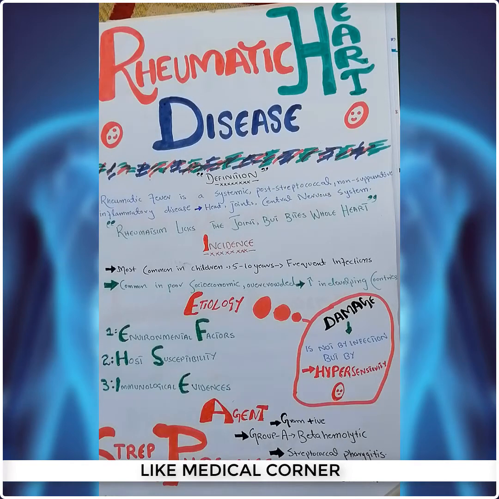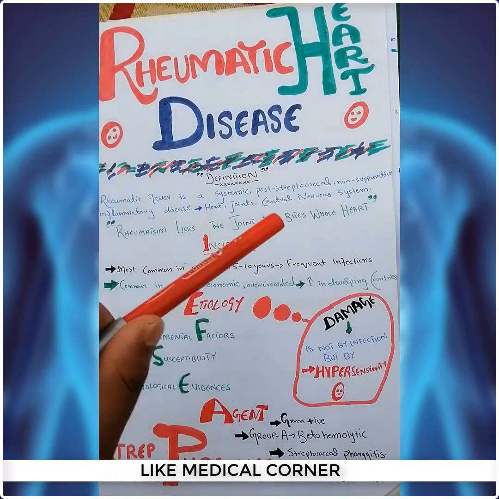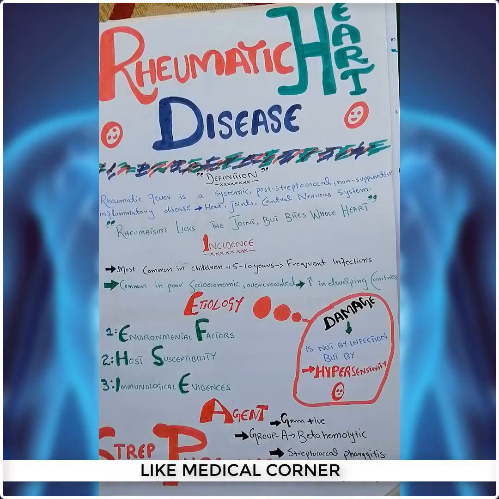Rheumatic heart disease can be caused by frequent streptococcal infections. The second most common factor in its incidence is the poor socio-economic strata of the community, and the incidence can also increase in overcrowded places and in developing countries.